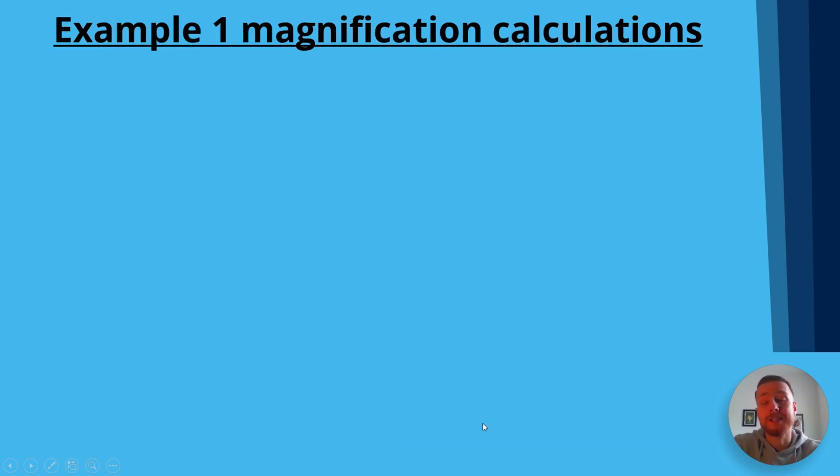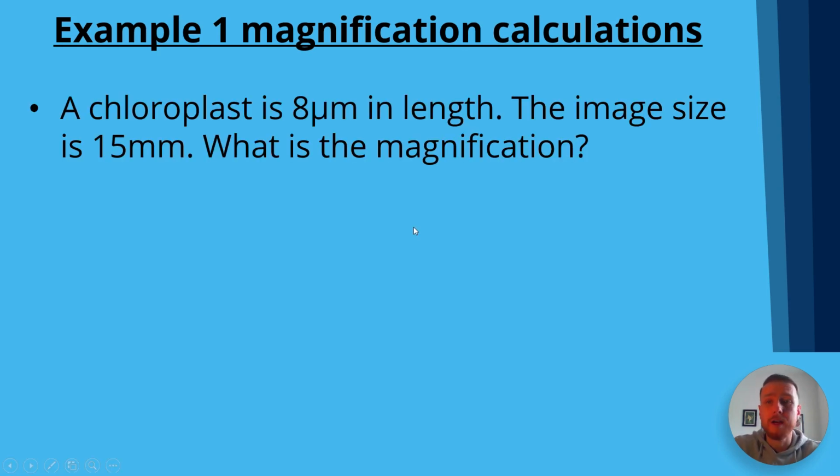So let's go through some examples now, because I always find doing a practice question is the best way to learn this. So question 1, a chloroplast is 8 micrometers in length. The image size is 15 millimeters. What is the magnification? So pause the video here and I'll go through the answer.